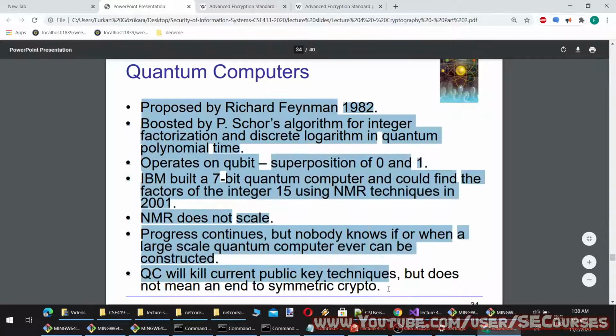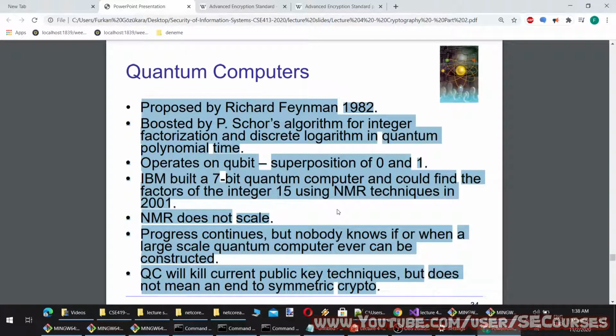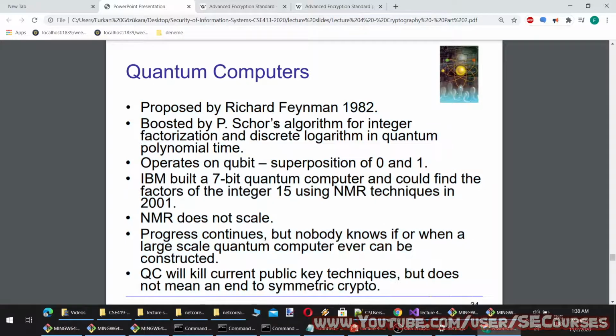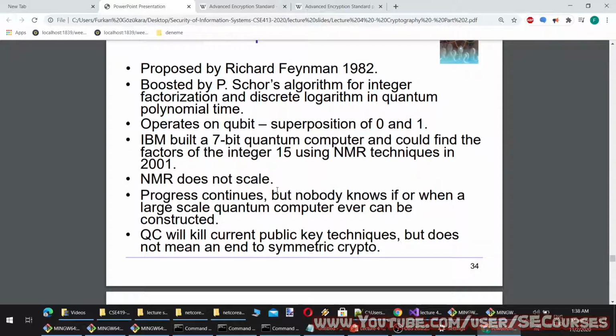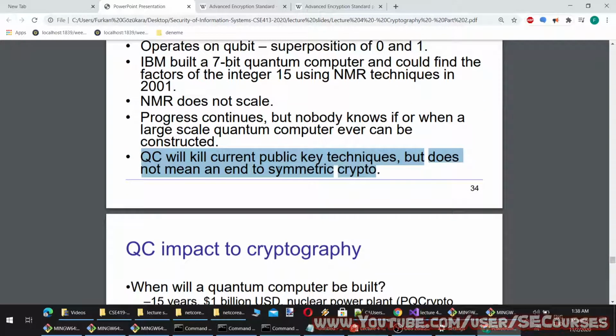Quantum computers. Proposed by Richard Feynman in 1982, boosted by P. Shor's algorithm for integer factorization and discrete logarithm in quantum polynomial time, operating on qubit superposition of 0 and 1. IBM built a 7-bit quantum computer and could find the factors of the integer 15 using NMR techniques in 2001. NMR does not scale. Progress continues, but nobody knows if or when a large-scale quantum computer can ever be constructed. QC will kill current public key techniques, but does not mean an end to symmetric crypto.